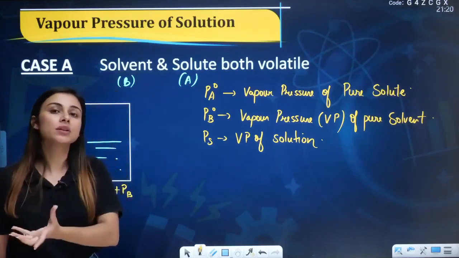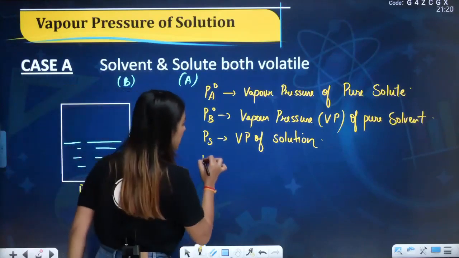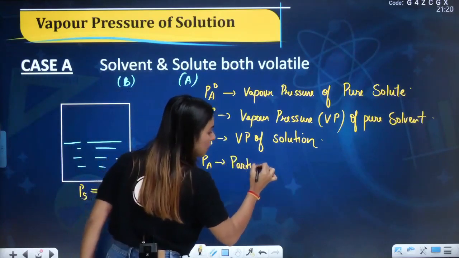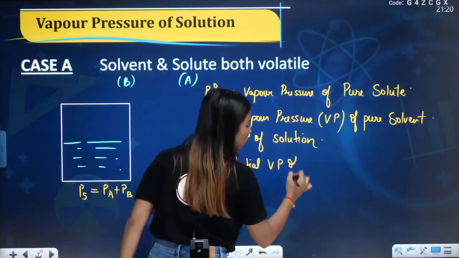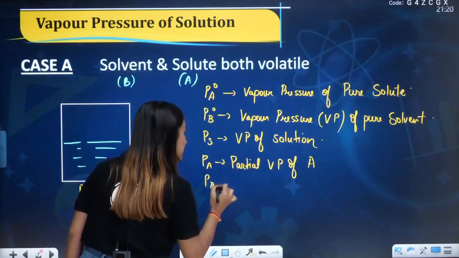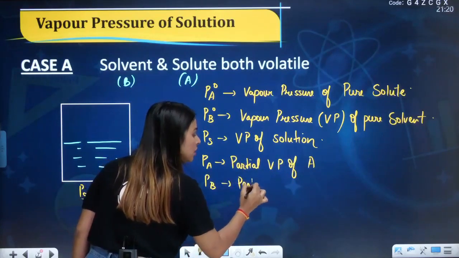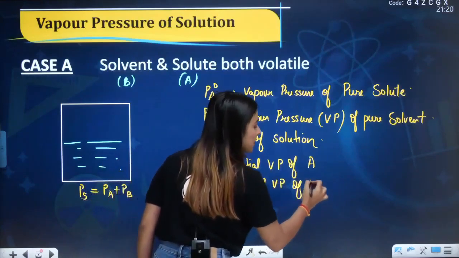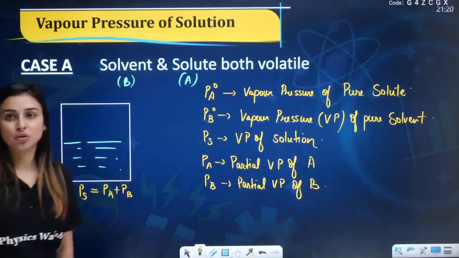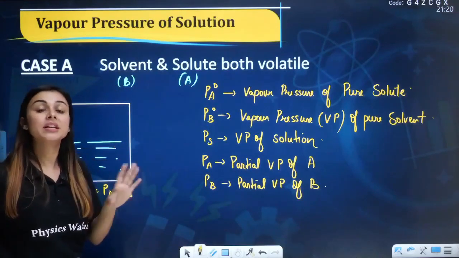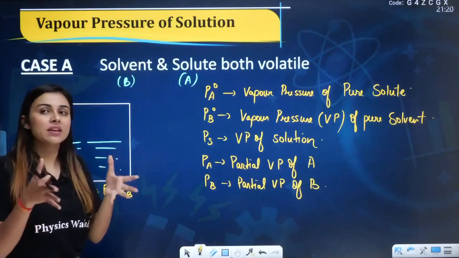What is PA? What is PB? Now you have to understand this. PA is the partial vapor pressure of A, and PB is the partial pressure of B. You know that PA naught and PB naught are their individual vapor pressures when they were alone.